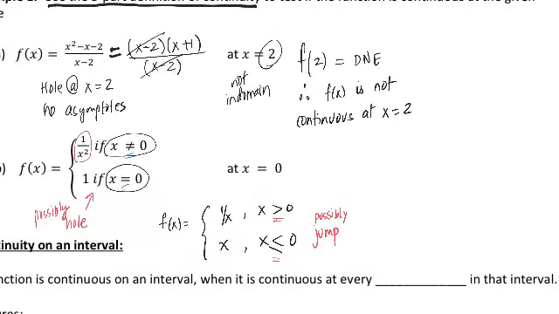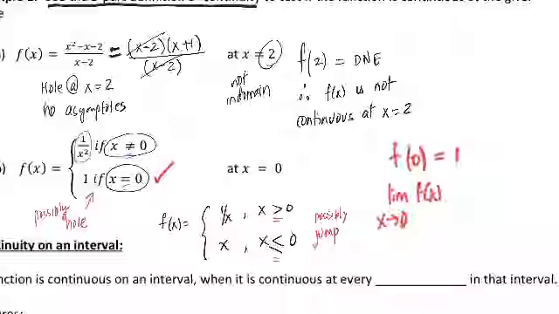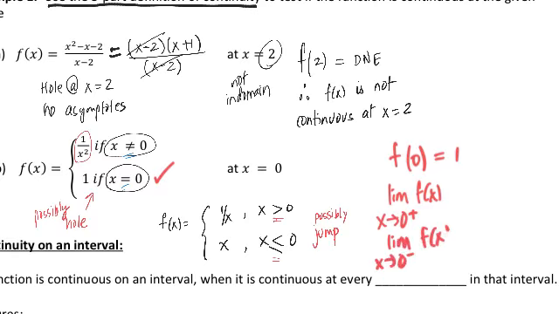Well, we use the three-part definition of continuity. Does f of 0 exist? Well, f of 0 is equal to 1, so that does exist. Now let's check if the limit of f of x as x approaches 0 exists or not. This is a piecewise function, so we have to be careful to check from the right and from the left. In this particular piecewise function, the rule is the same coming in from the right or the left.